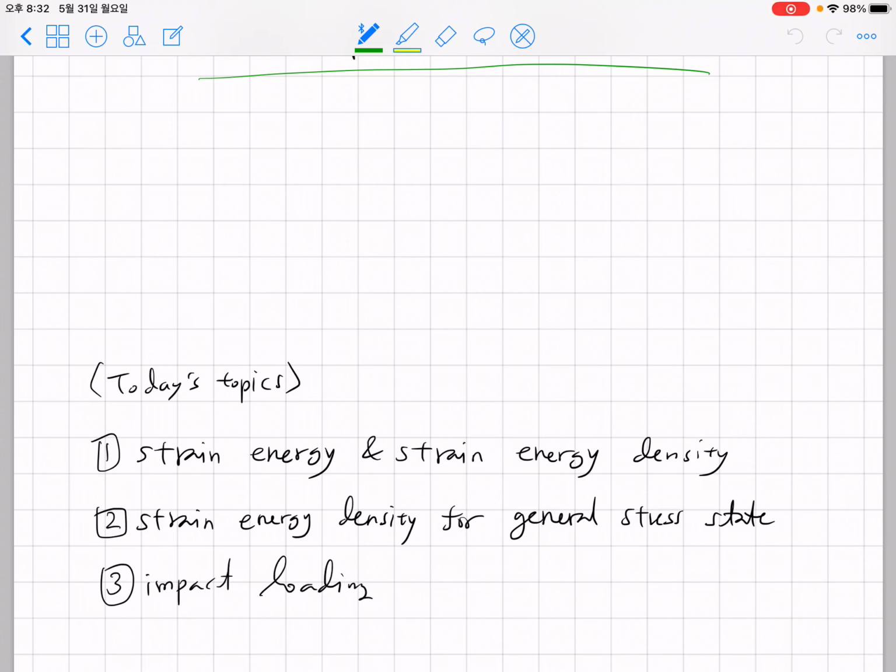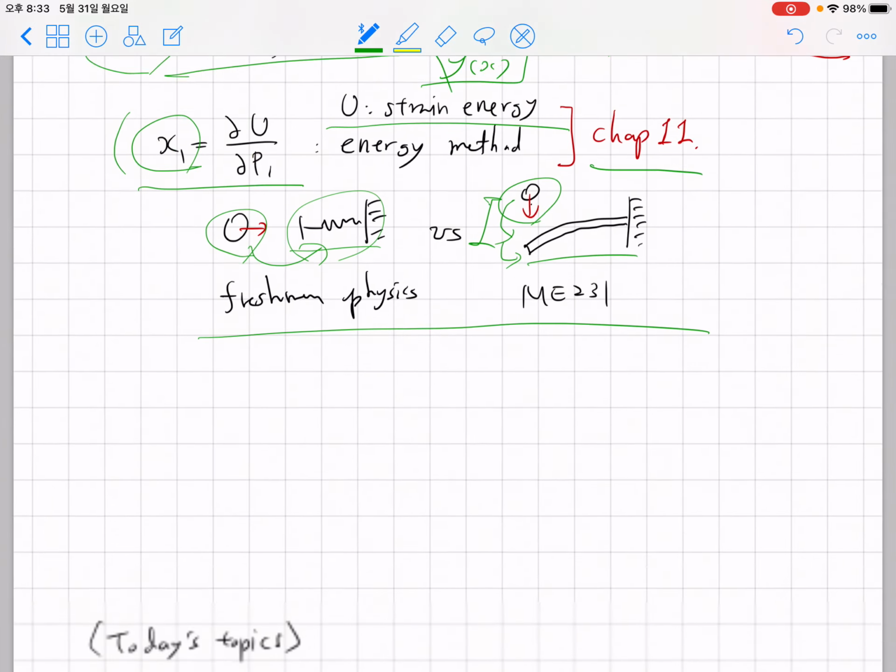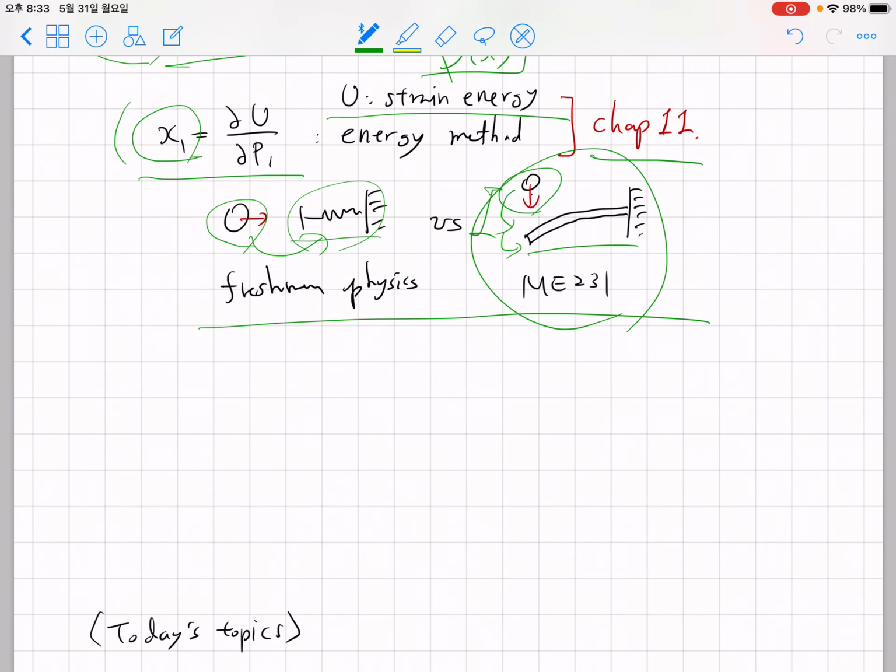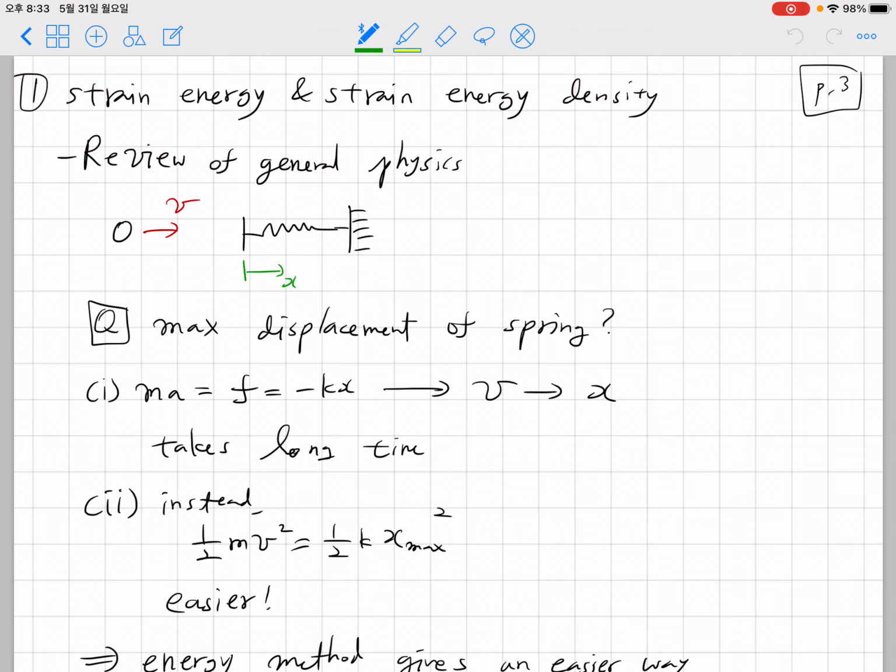Here are the topics that we'll discuss today. First, we'll discuss strain energy and strain energy density. And then we'll discuss strain energy density for a general stress state, a more complex situation. And then we'll discuss the impact loading problem, which is this problem. So let me begin from the first topic, strain energy and strain energy density.